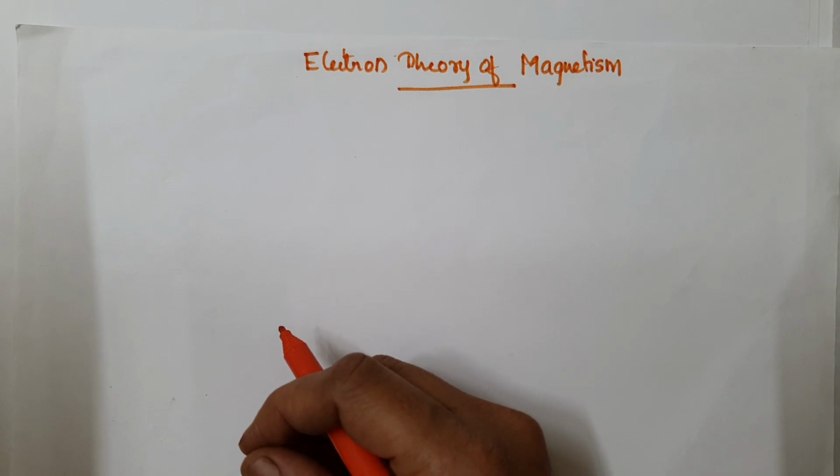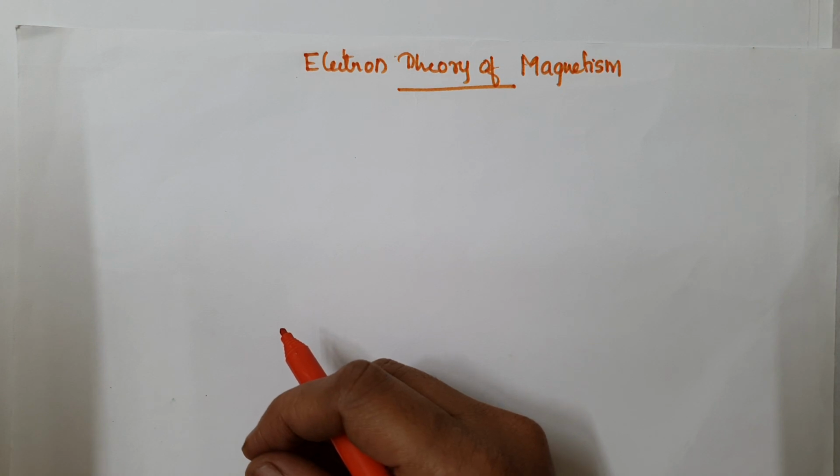Dear students, today we are studying the electron theory of magnetism. The magnetic properties of a material depend on the behavior and properties of electrons in an atom.